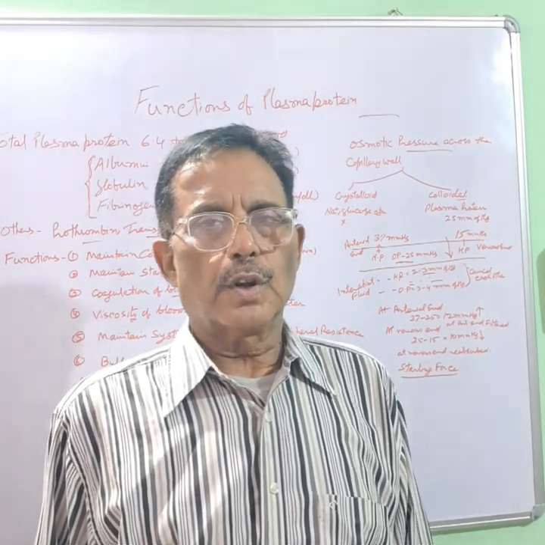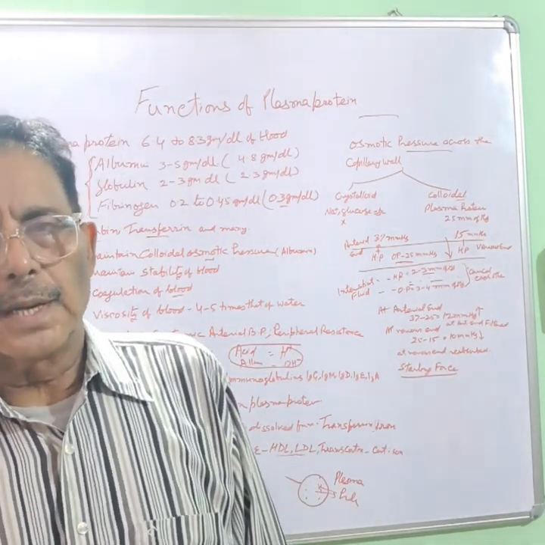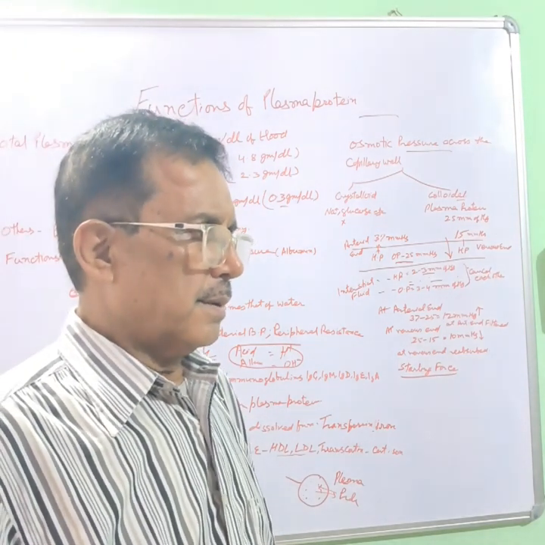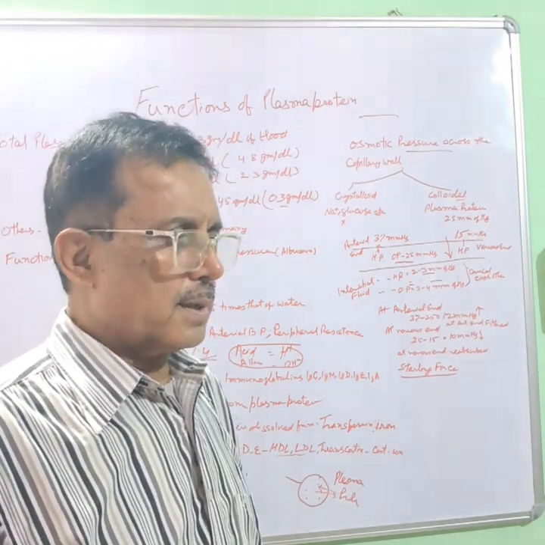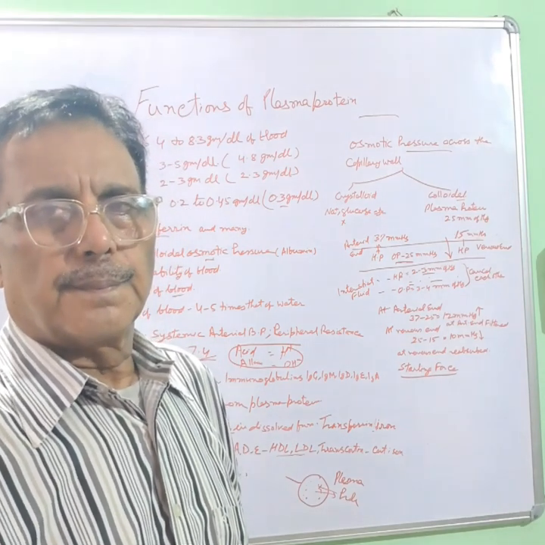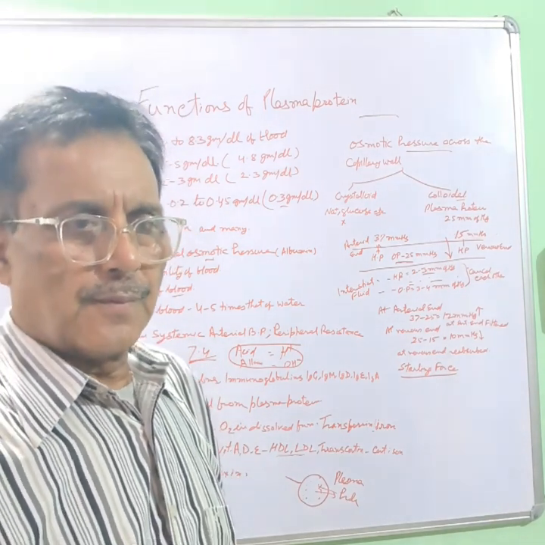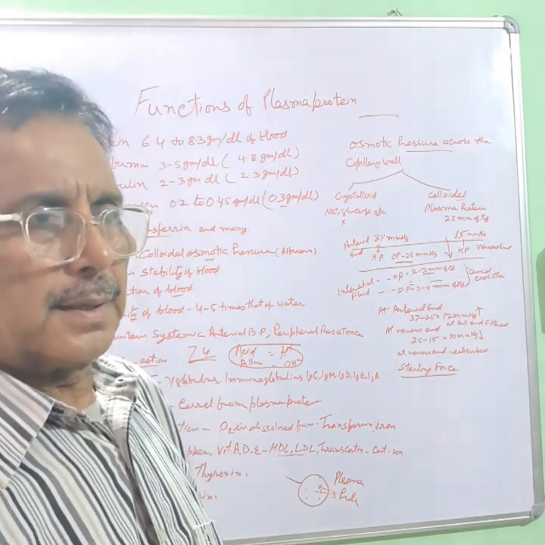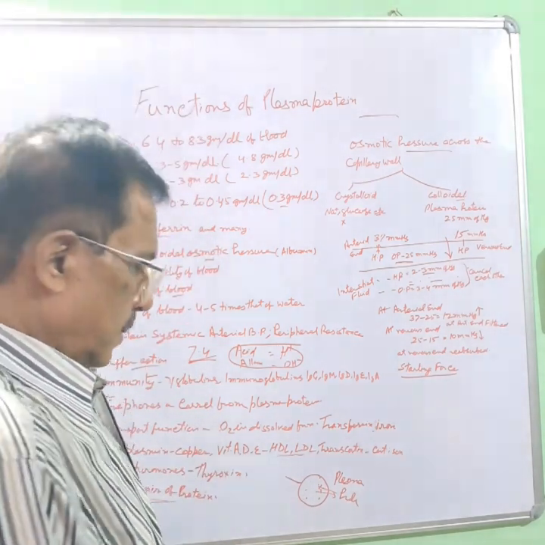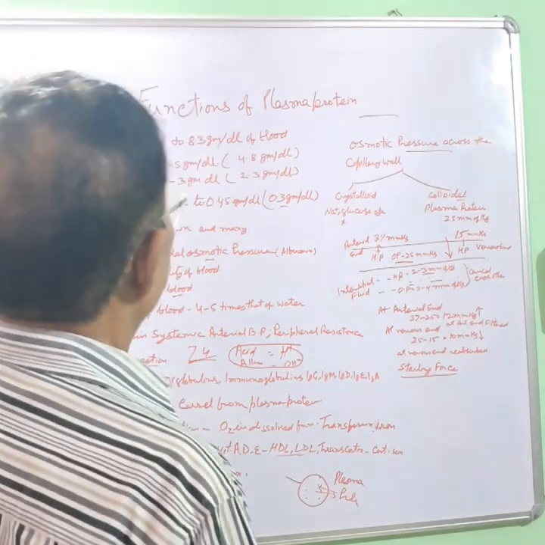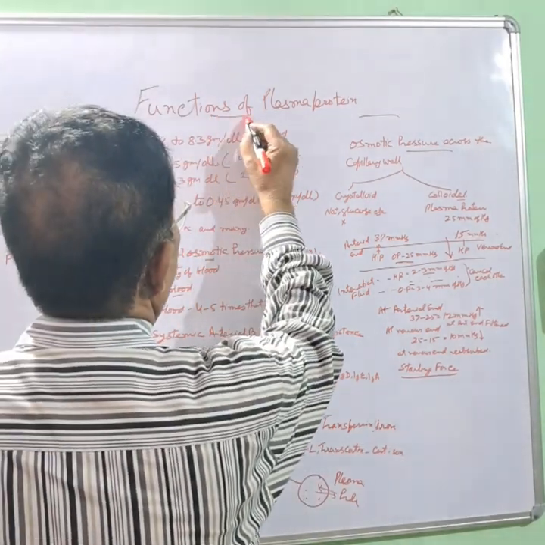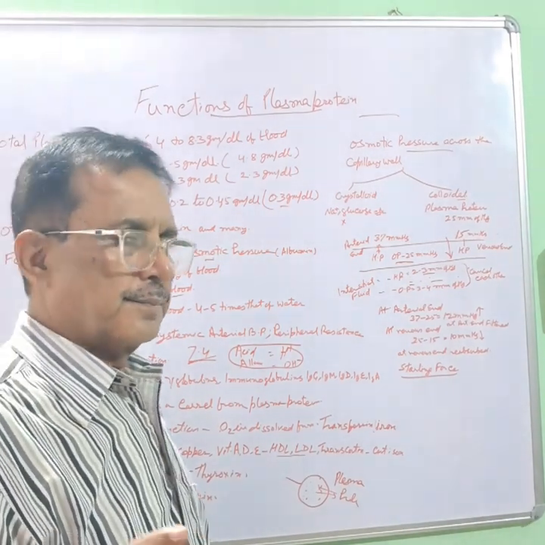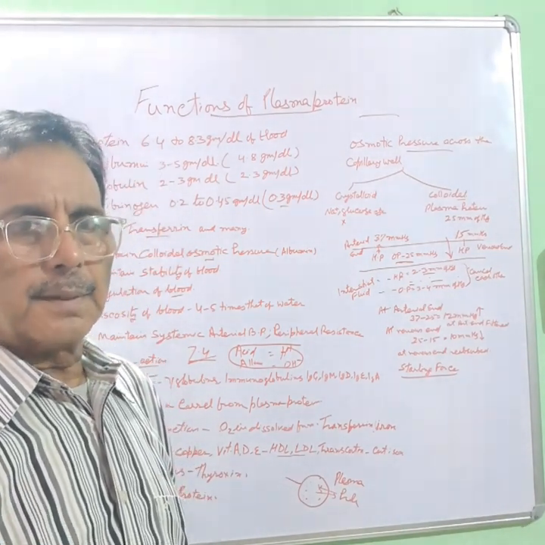In this hematological section of human physiology, today's topic is functions of plasma protein. In the previous video, I talked about plasma protein functions in short, and what are the types and structures of plasma protein. Today, we are going to elaborate on the functions of plasma protein. Plasma proteins are proteins present in the plasma.